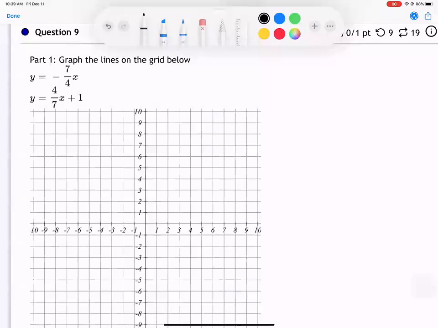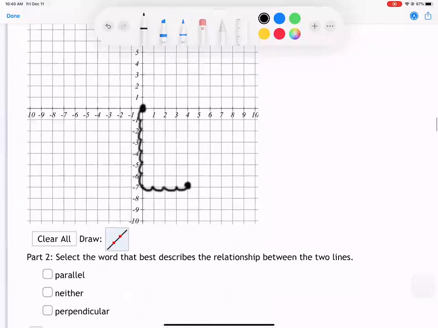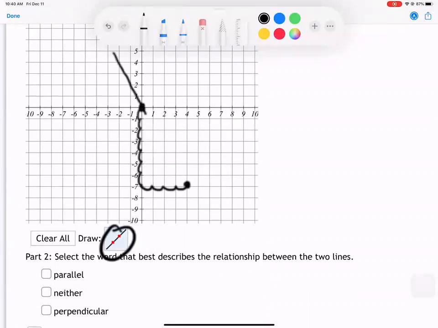Okay, graph the two lines on the grid below. Here we go. So y is equal to, my m value is negative 7 over 4, and my b value, there is no b value. Yay, that's 0 right there. Climb negative 7: negative 1, 2, 3, 4, 5, 6, 7. Run is 1, 2, 3, 4. What happens is you're going to pick the line, and then once you pick the 2 points, it will graph it automatically for you. Excellent.